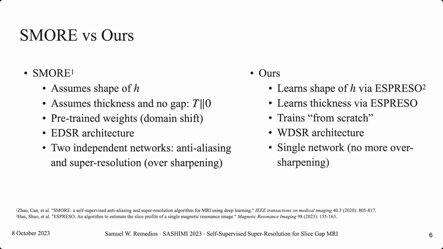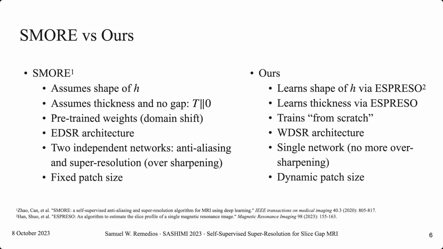SMORE also trained two separate neural networks. One did anti-aliasing and one did super resolution. These networks were trained independently but applied sequentially. This led to better perceptual results, but we noticed that the images exhibited over-sharpening in some regions, and we'll show that later in this talk. To address this, we reduced this down to a single network and no longer saw the over-sharpening artifacts in the results.